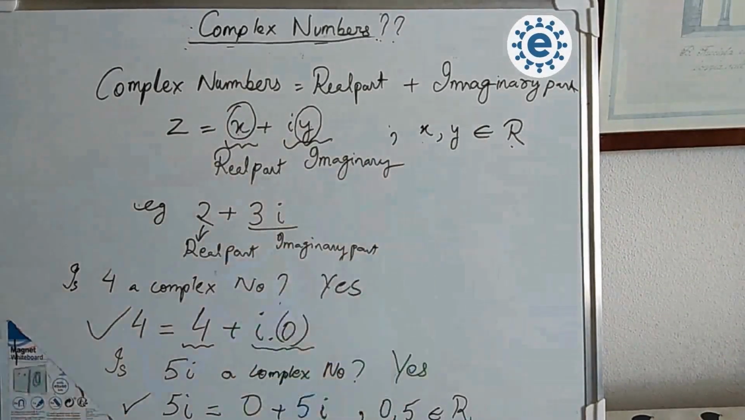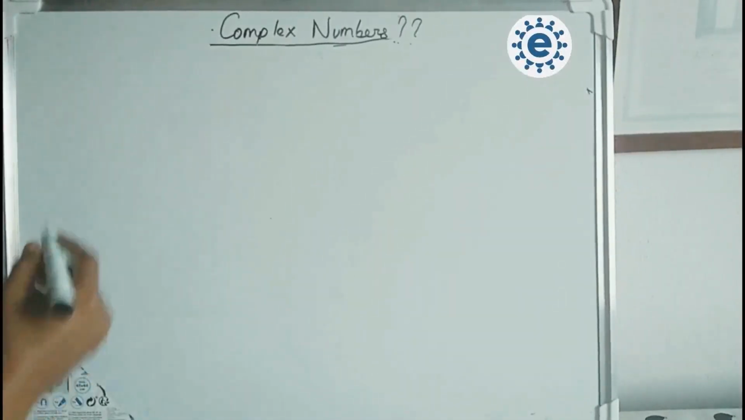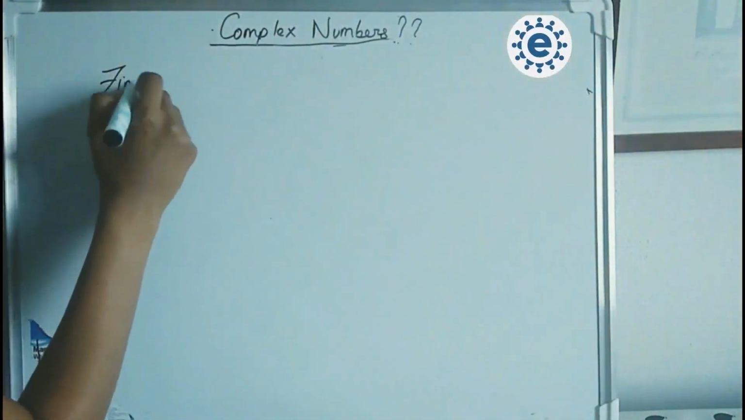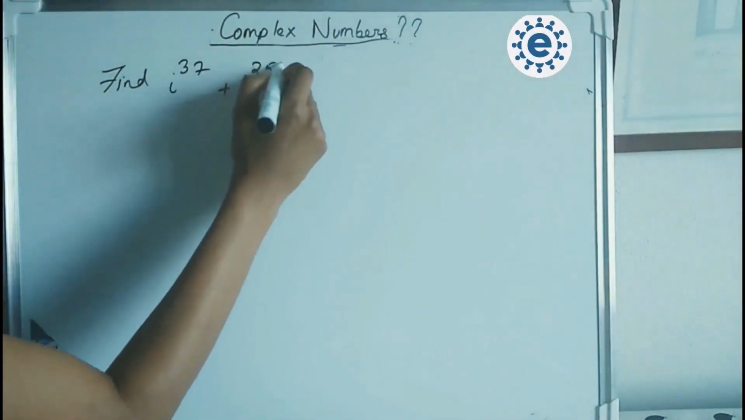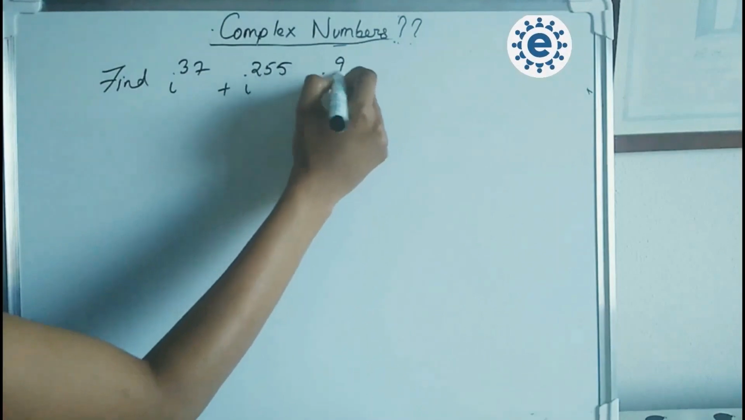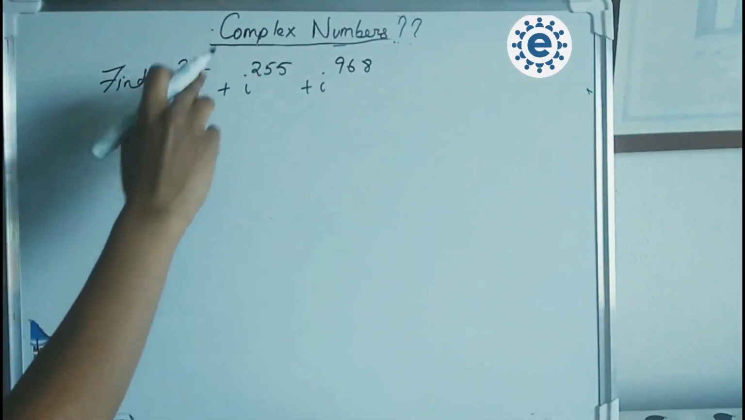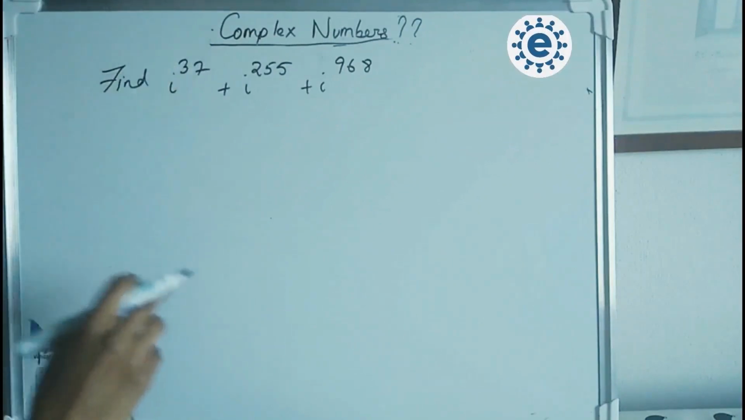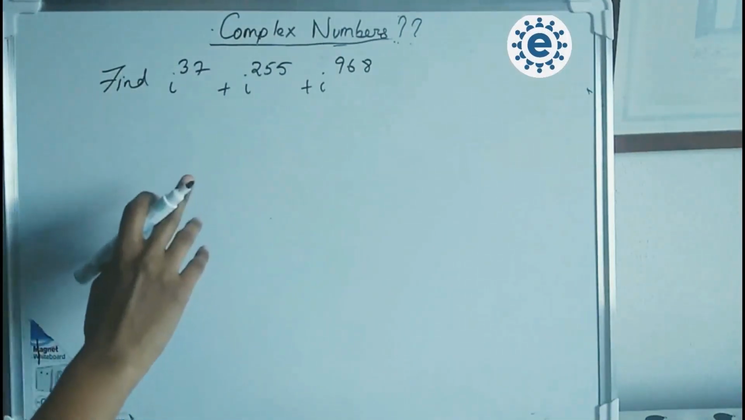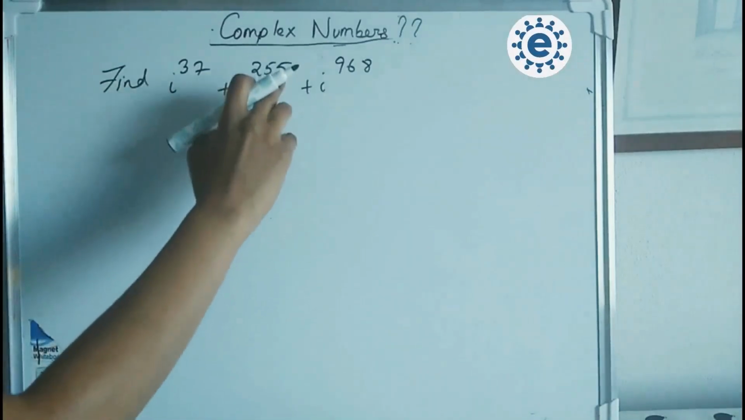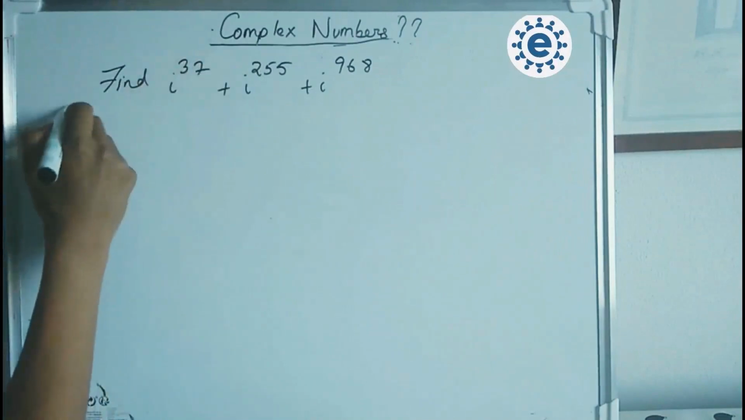Okay. So based on the previous concept, let's solve this. Find i^37 plus i^255 plus i^968. As I told you, to find the value of i to the power anything, we have to first take out the multiple of 4 and then solve the rest, the nearest multiple of 4. And if it is a greater power, we will simply divide it by 4 to find out the nearest multiple. Now let's solve.